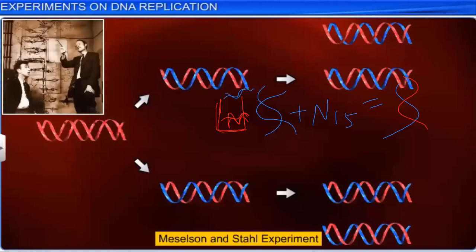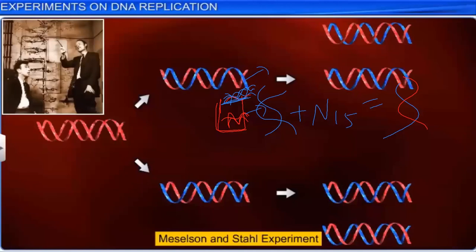When they gave 20 minutes, and the second generation 20 minutes, that is 40 minutes, they found the medium one. They found these DNAs were somewhere in the middle between the heavy and the light. So this medium density shows that one strand was heavy while the other was light. Do you understand the density differences, children?